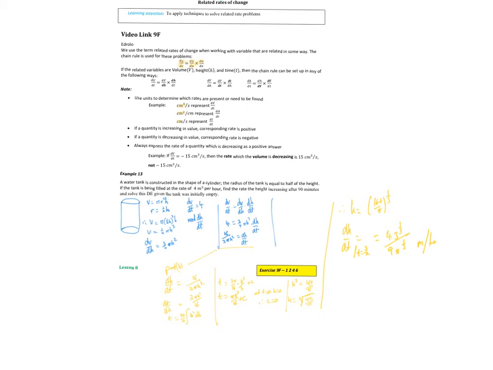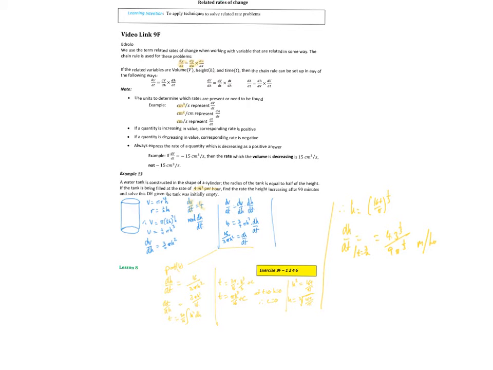So let's consider our water tank, shape of a cylinder. The radius is equal to half the height. Right. So the tank is being filled at a rate of 4 meters cubed per hour. Find the rate at which the height is increasing after 90 minutes. So a couple of things in here. The rate of increase is 4 meters cubed per hour. Volume per time. So you see in here, dV/dt is equal to 4.